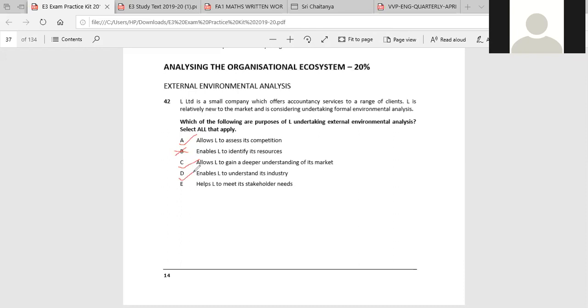Then helps L to meet its stakeholders' need. E is there because once they understand their external environment, they understand about their competencies, whether they can face that. To see that they also serve the various stakeholders. That is again another intention why external analysis is taken up. Fine. So the options are A, C, D, and E, all except B.